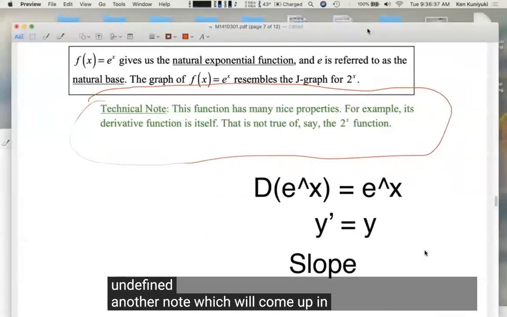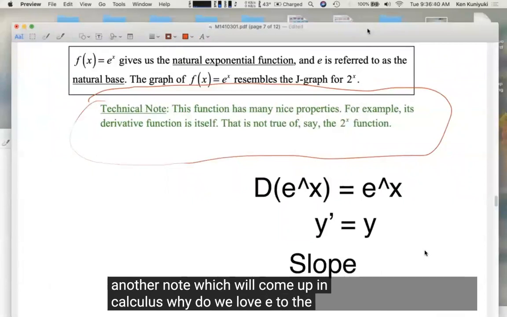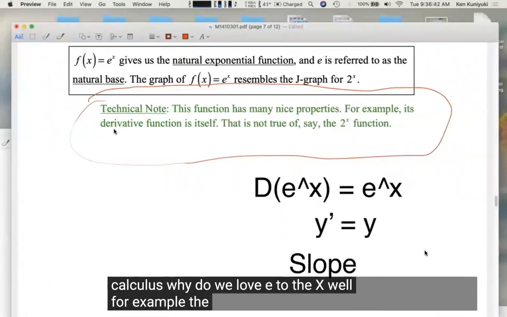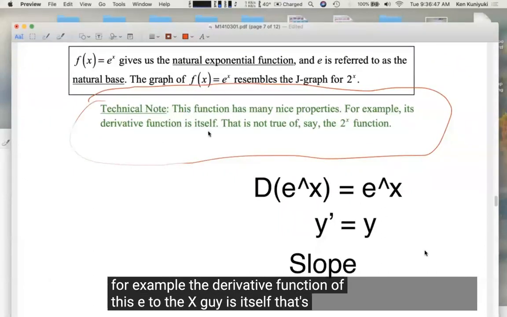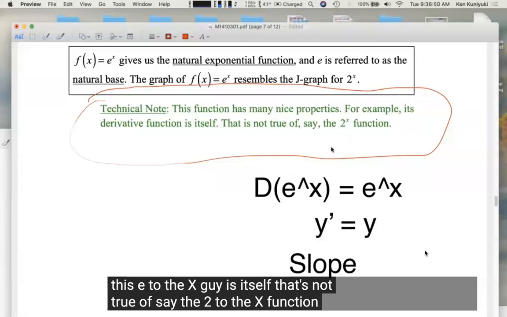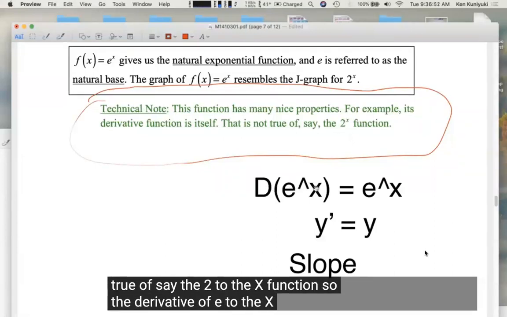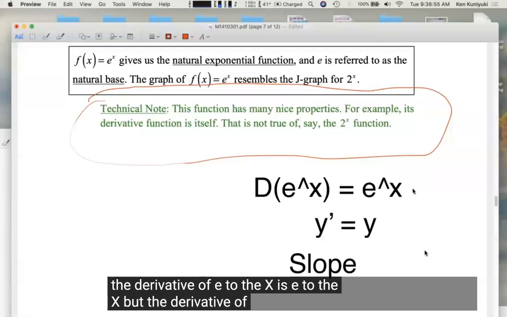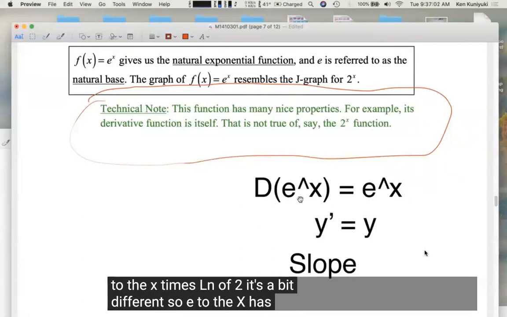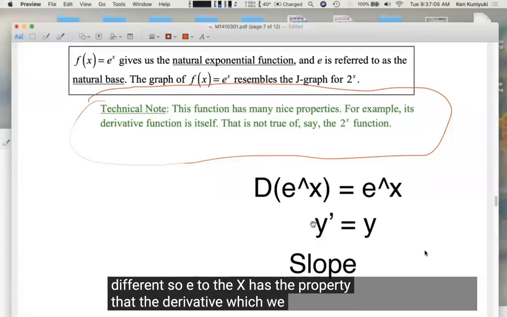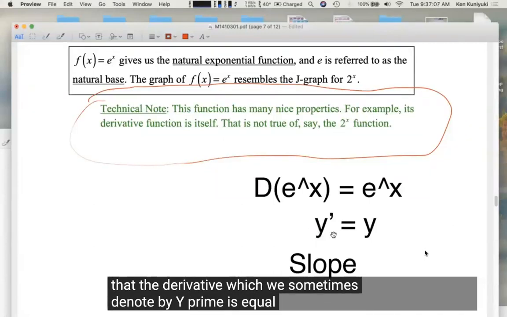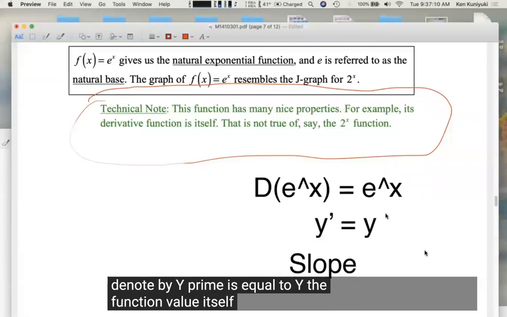Another note which will come up in calculus, why do we love e to the x? Well, for example, the derivative function of this e to the x guy is itself. That's not true of, say, the 2 to the x function. So the derivative of e to the x is e to the x, but the derivative of 2 to the x is 2 to the x times ln of 2. It's a bit different. So e to the x has the property that the derivative, which we sometimes denote by y prime, is equal to y, the function value itself. The slope is equal to the y coordinate.